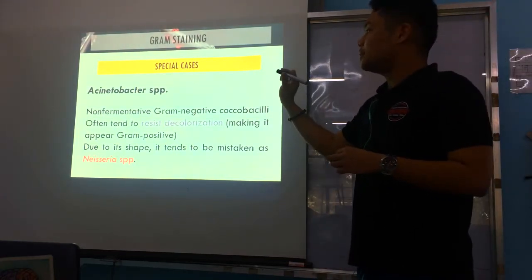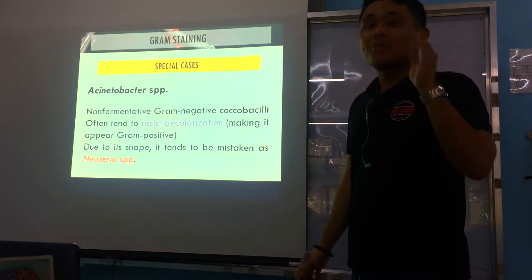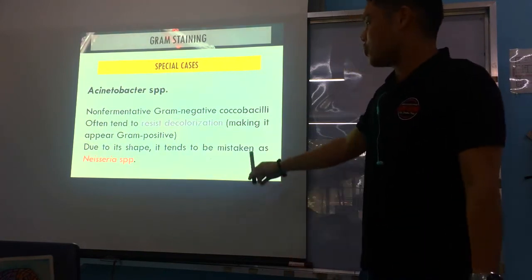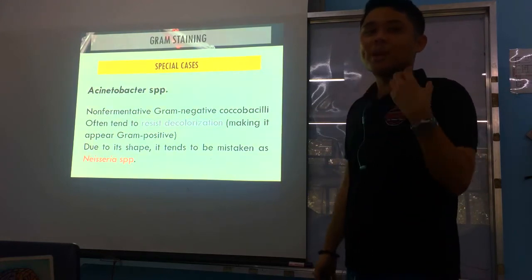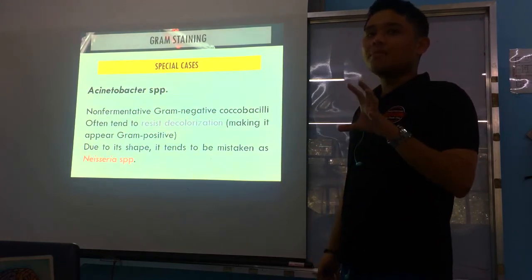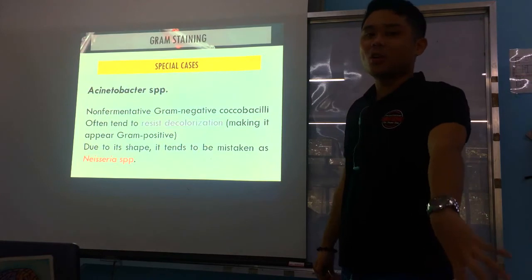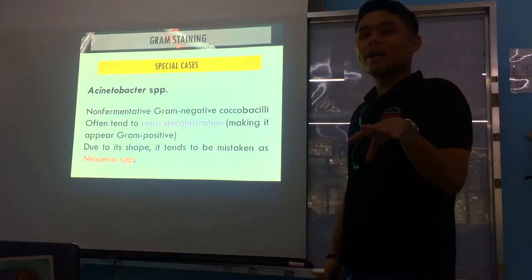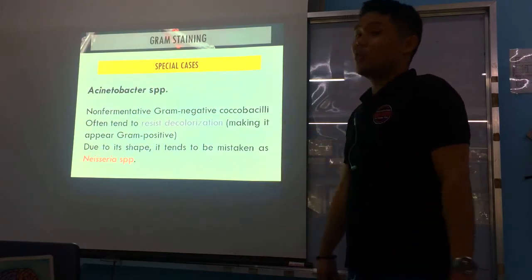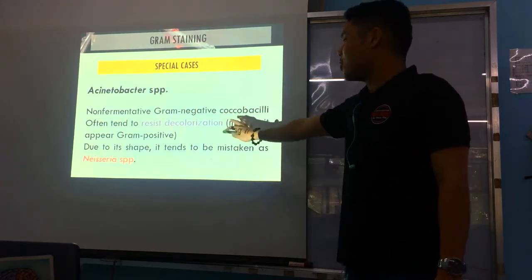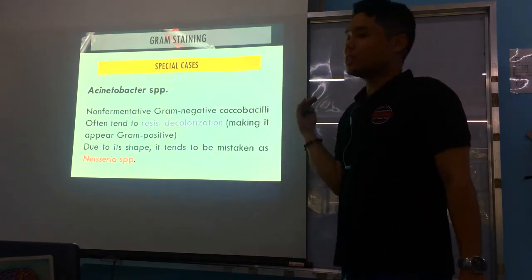So again, what is interesting about Acinetobacter? It resists decolorization. As you can see, it resists decolorization, but its gram reaction is really gram-negative. Some cells can resist decolorization. Therefore, they are not decolorized, they maintain the crystal violet, and therefore they appear as gram-positive. I'll let you see that in the next picture.